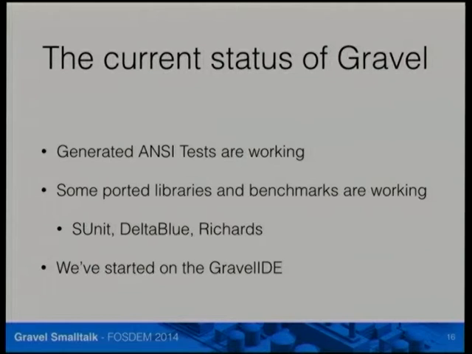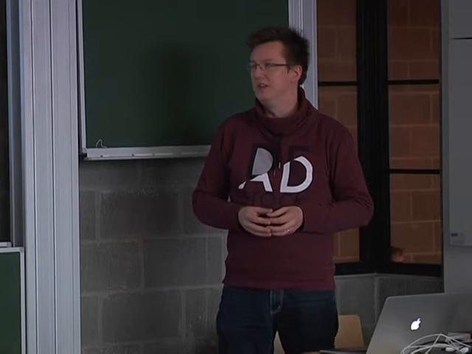We started the development of Gravel in October last year. At this point, we have the generated ANSI tests working, which means that the largest part of the base library is working. That's actually a lie because we don't have the file protocol tests working, and that's because the ANSI standard has a very weird thing about file protocols, and I think Squeak and VisualWorks also don't conform to the ANSI standard in that respect.